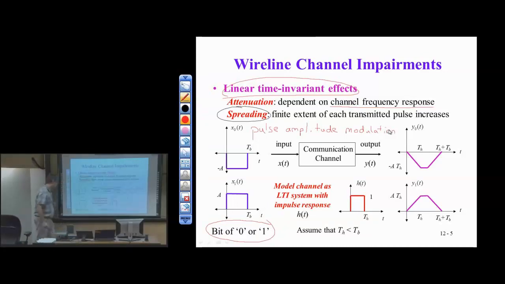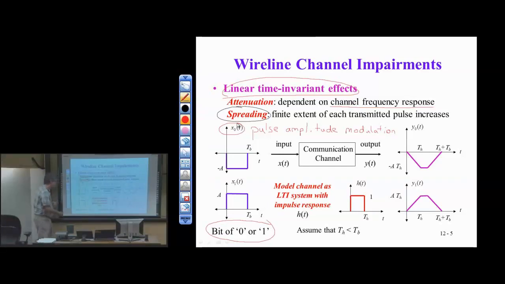So I have a bit of value 0, and I'm going to map this to a rectangular pulse with amplitude minus capital A, and a bit of value 1 to a pulse whose amplitude is positive capital A. A could be positive or negative, quite honestly. I've drawn capital A here to be positive. So the receiver wants to know which bit was sent. It's going to have to make an educated guess, hopefully not by flipping a coin. We can do better than that, usually. So we want to be able to figure this out.